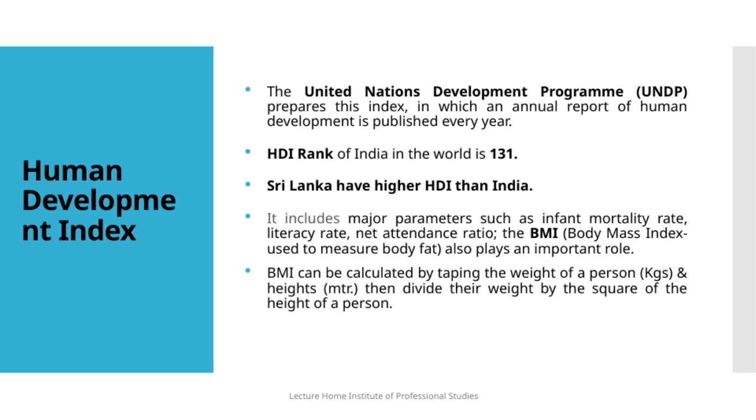The HDI considers several key parameters. These include the infant mortality rate, which reflects healthcare quality and living conditions, literacy rate, showing education levels, and net attendance ratio, indicating school participation. Another important factor is the body mass index, or BMI. This is used to measure body fat and overall nutritional status. BMI is calculated by taking a person's weight in kilograms and dividing it by the square of their height in meters. It's a simple yet valuable indicator of health.